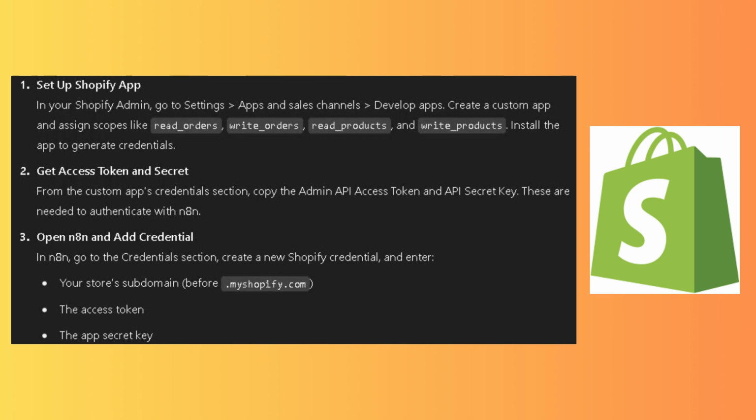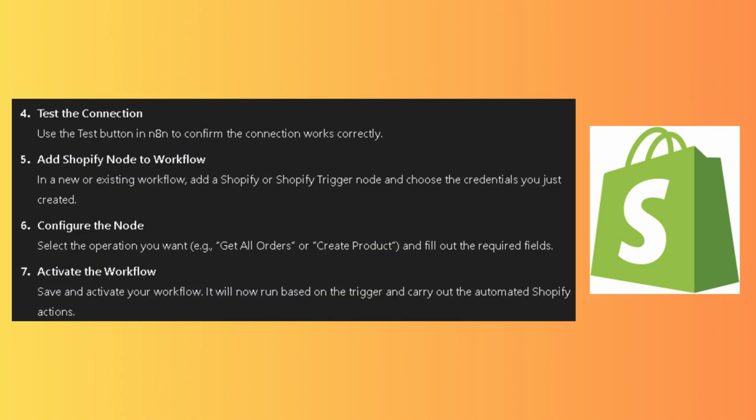Open N8N and add credential. In N8N, go to the credential section, create a new Shopify credential and enter your store subdomain, your access token and the app secret key. Test the connection. Use the test button in N8N to confirm the connection is working.